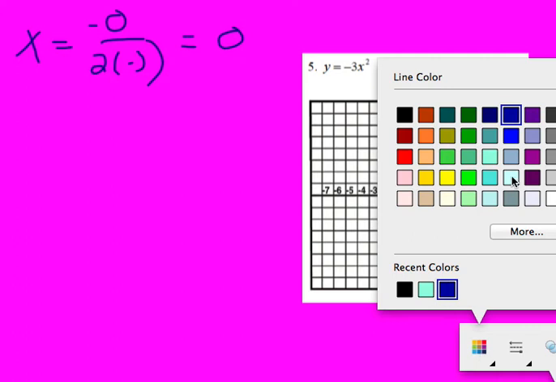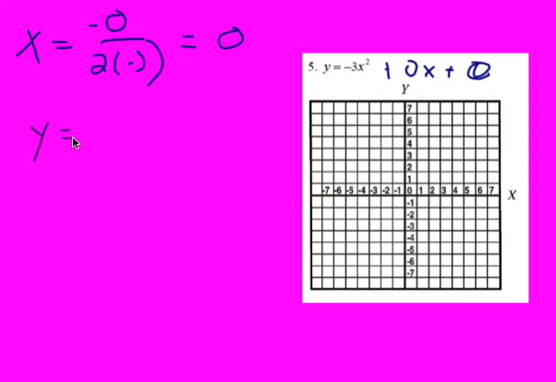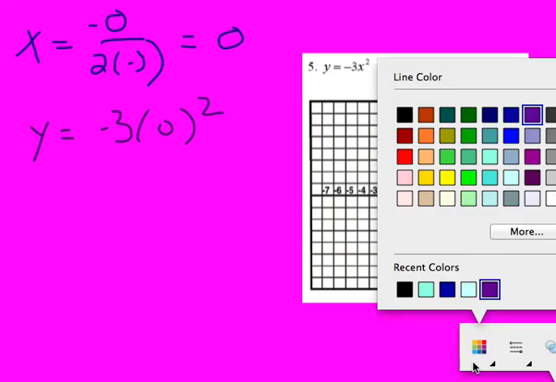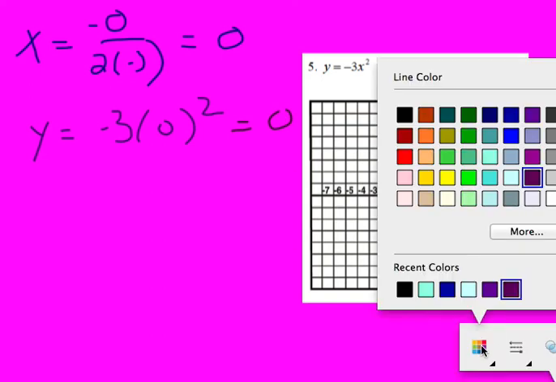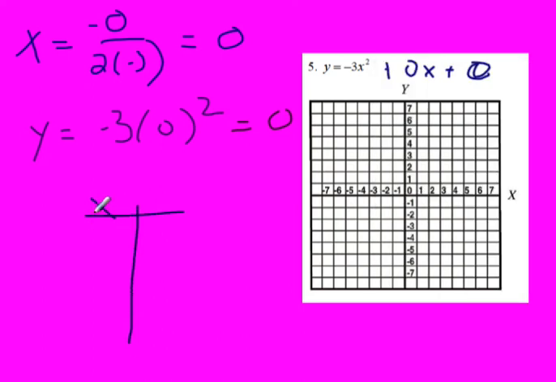So now that I know that that is 0, I can go ahead and plug that in. Okay, so then I get y is equal to negative 3 times 0 squared. So from my vertex, that is going to be 0, 0. Now what I'm going to do is make my chart. So I have x and then y, and 0, 0 is going to go in the center. It's going to get larger going this way, and smaller going this way.